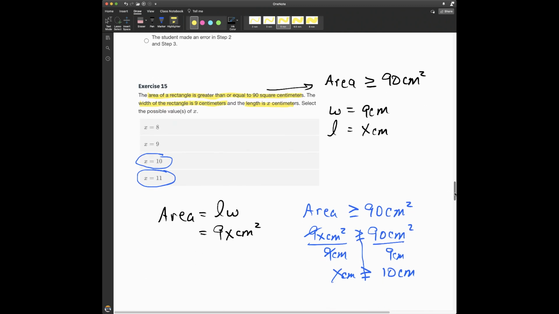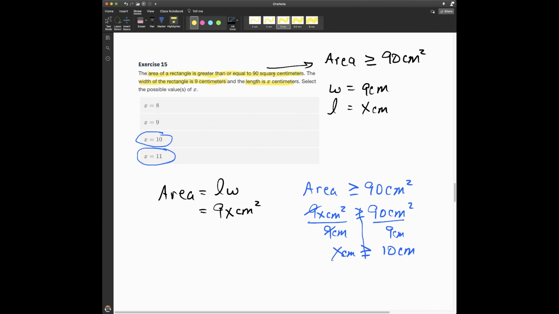For number 15, the area of a rectangle is greater than or equal to 90 square centimeters. So that's what I write right there. I also know that to find the area of a rectangle, I need to multiply the length times the width. So 9 centimeters times x centimeters is 9x centimeters squared. And this area has to be greater than or equal to 90, so I get x by itself, and x has to be greater than or equal to 10 centimeters.